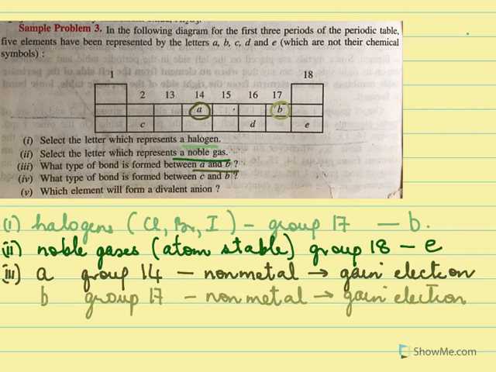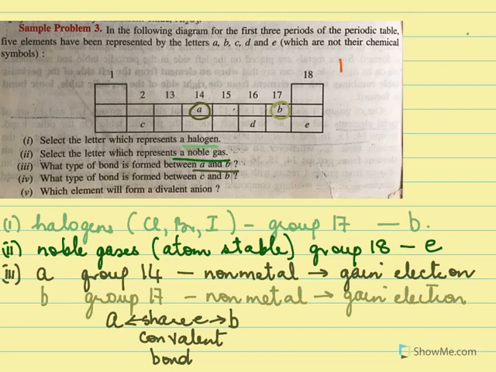That means there will be no transfer of electrons. There will be a sharing of electrons because A and B both will share electrons. They will form a covalent bond. So the bond formed between them is a covalent bond. Unlike in the earlier case, if one loses electrons and the other one gains, then you get ionic bond. But between a non-metal and a non-metal, always a covalent bond is formed.